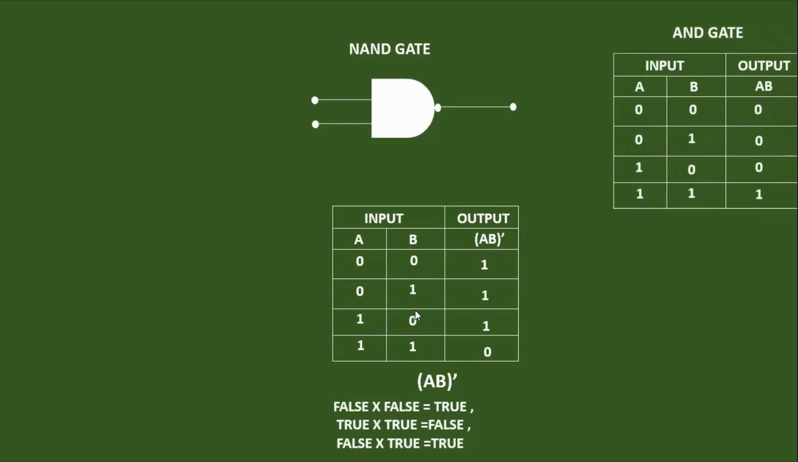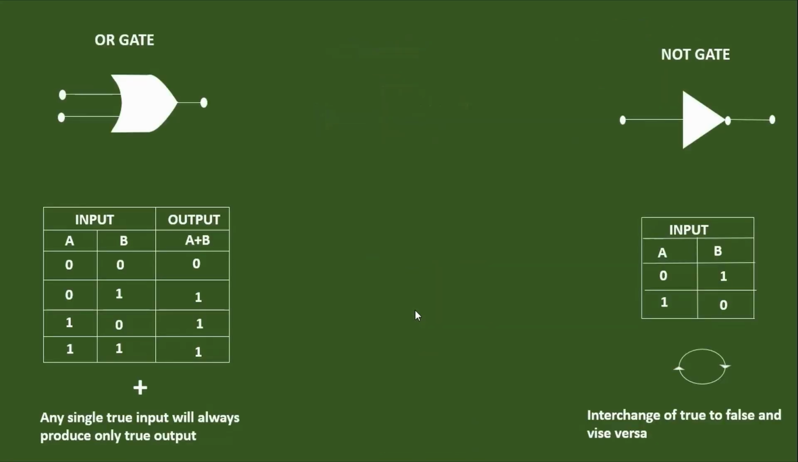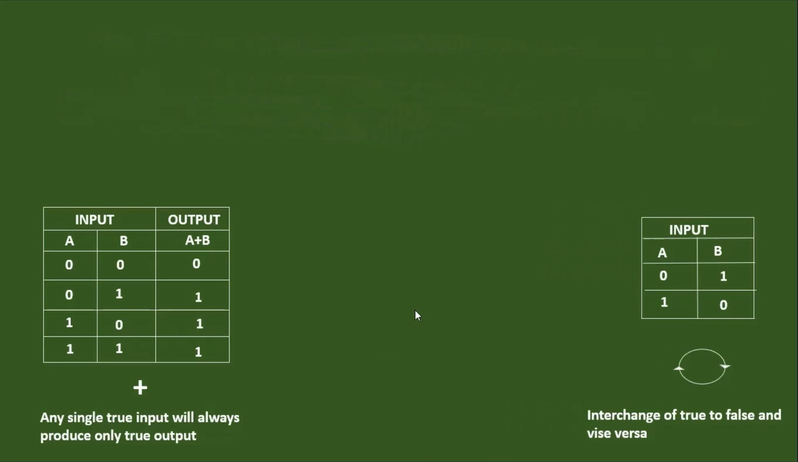NAND gate is exactly opposite to your AND gate. So, NOT of AND gate. In AND gate, we got false into false is a false value, false into true, false value, true into false, false value, that is multiplication of both inputs. So, 0 into 0, 0, 0 into 1, 0, 1 into 0, 0, 1 into 1 is 1, that is true value.